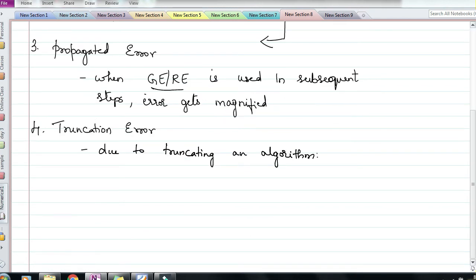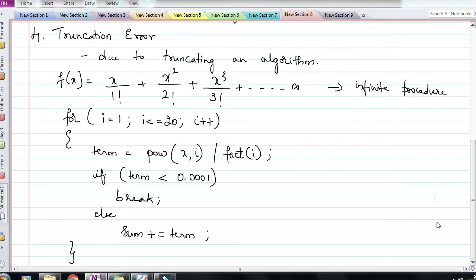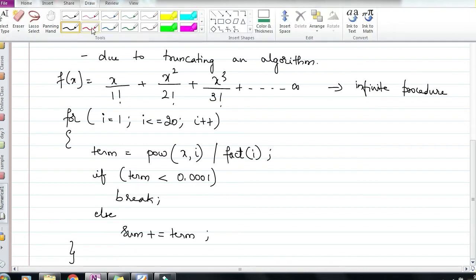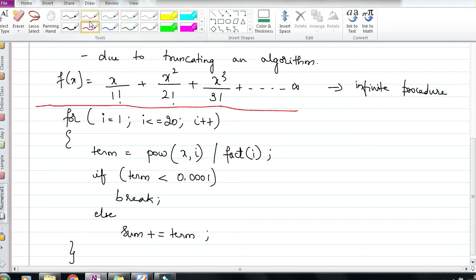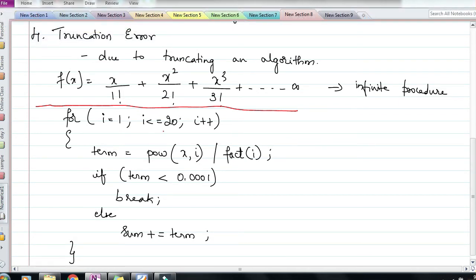The next one is a truncation error. What is it? It arises due to truncating an algorithm. This infinite procedure can be solved using a finite algorithm only. As we cannot write an infinite algorithm, we need to write a finite algorithm. Now, I have written a finite algorithm here in which this loop is executed only 20 times, right? So, this is called algorithmic error. The infinite procedure is converted to finite steps. So this is algorithmic error.